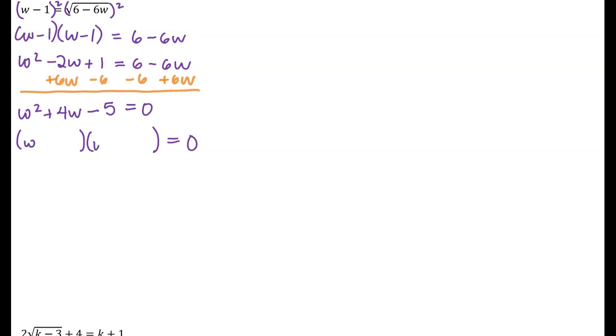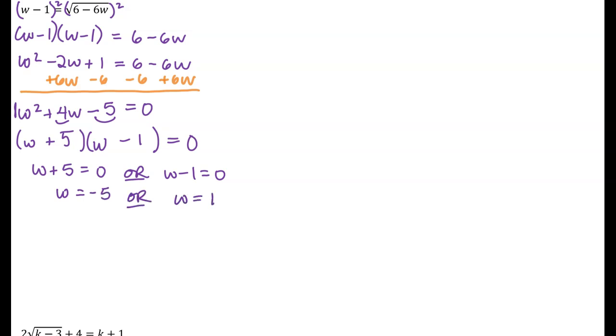So here I'm going to split up a w and a w. I need factors of negative 5 that add up to 4, so that's a positive 5 and a negative 1. Remember, this is way easier when there's a 1 in front of the w squared. You only have to look at factors of negative 5 that add up to 4. This means that w plus 5 has to equal 0, or w minus 1 has to equal 0. So w will equal negative 5, or w will equal 1. We need to check both of these solutions.